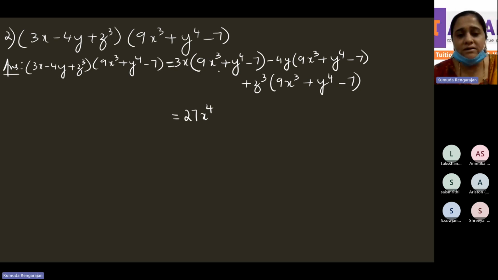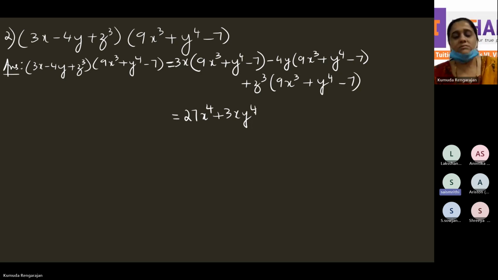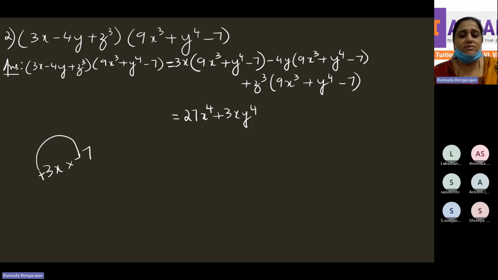Next, you have to multiply. Tell me the terms you have to multiply. 3x into y to the power 4. So what's the product? 3x y to the power 4, and the sign? Plus. So plus 3x y to the power 4. Next, we'll have to multiply which two terms? 3x into minus 7. So 3x has what sign? This one is plus. So plus into minus? Minus 21x. Very good.